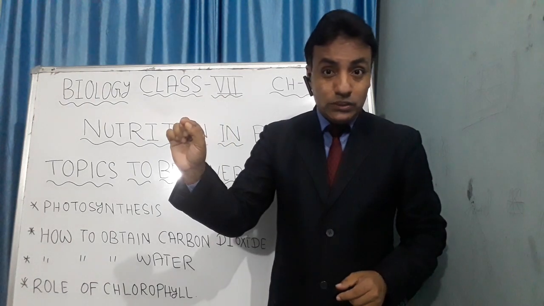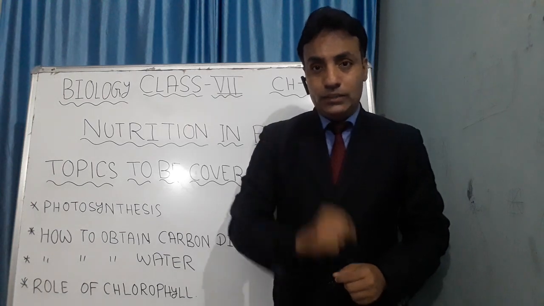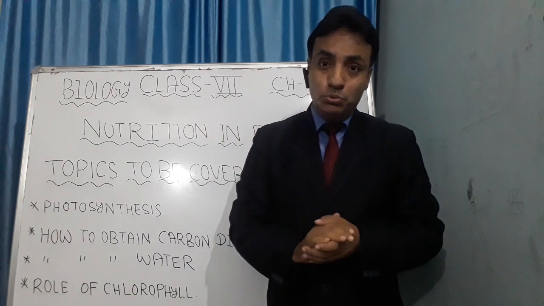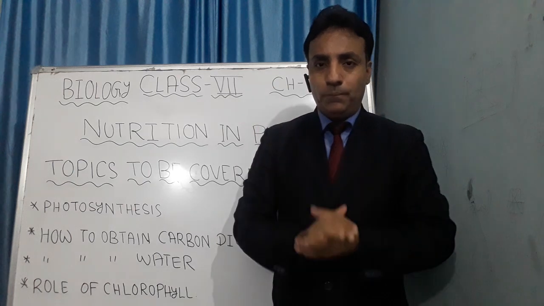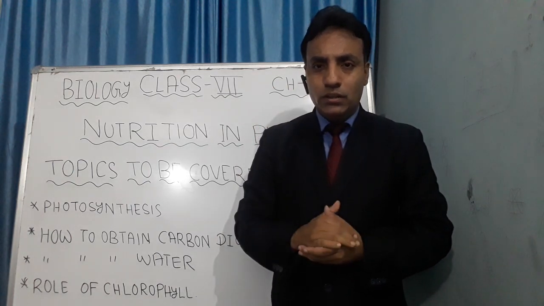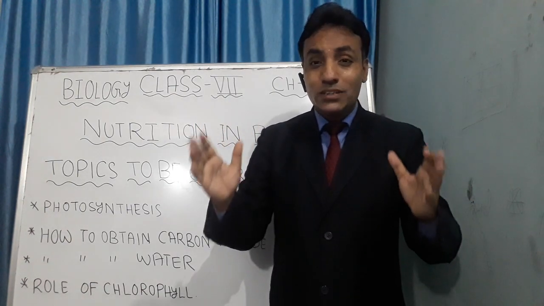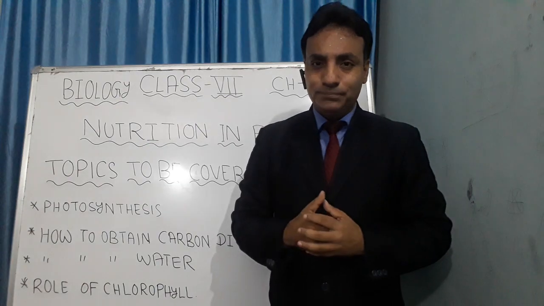How will you define photosynthesis? The process by which green plants manufacture their food with the help of sunlight, carbon dioxide, water, minerals and chlorophyll is known as photosynthesis.